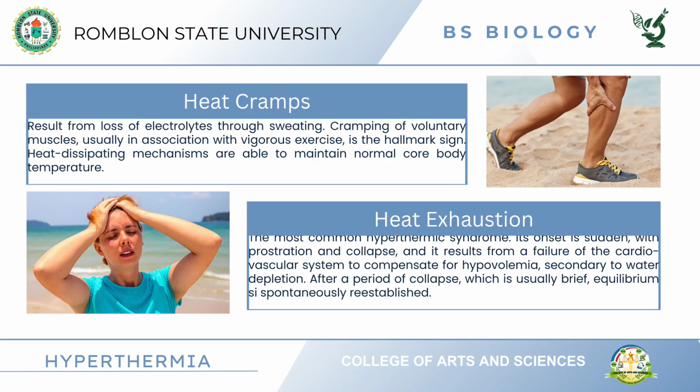Okay, so heat cramps. So, this happens when yung katawan natin, it loses important minerals like electrolytes. Kasi nga, we sweat a lot. So, nangyayari ito usually during hard exercise in hot weather. At common sign ng heat cramps ay yung muscle cramps, especially sa arms at saka sa legs. But in heat cramps, even though you're sweating a lot, yung body natin, it's still able to keep our internal temperature normal. So next is heat exhaustion.